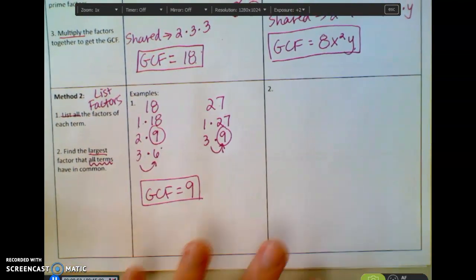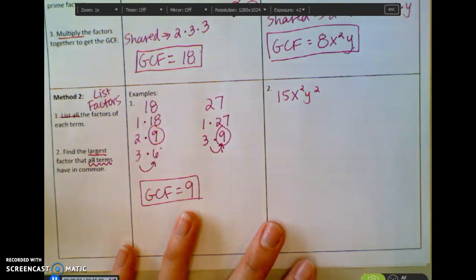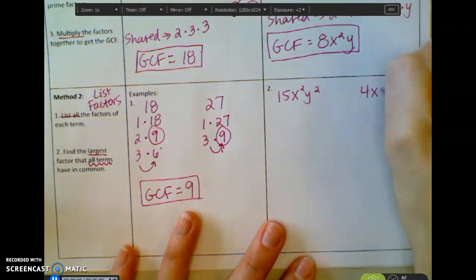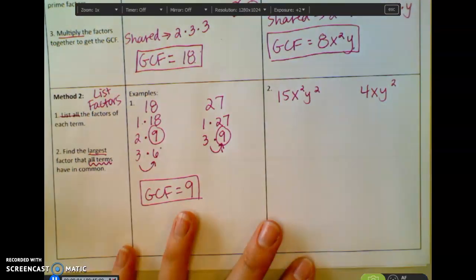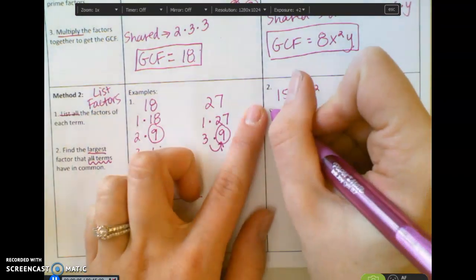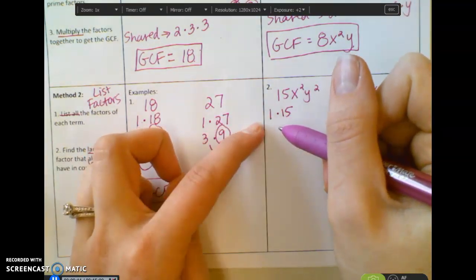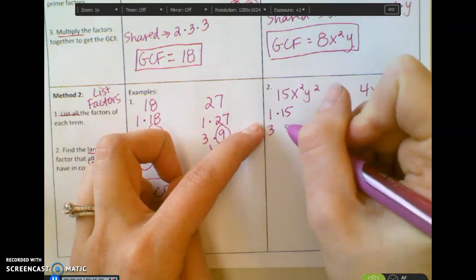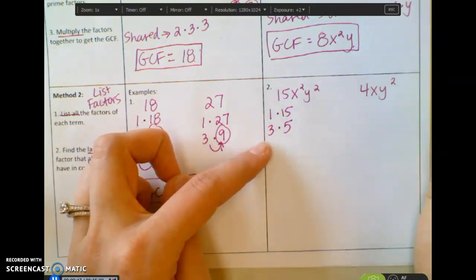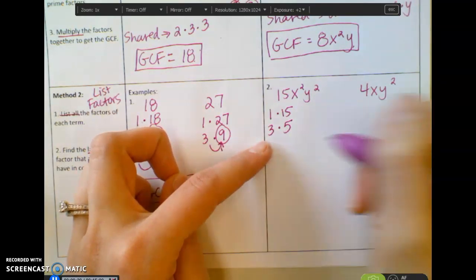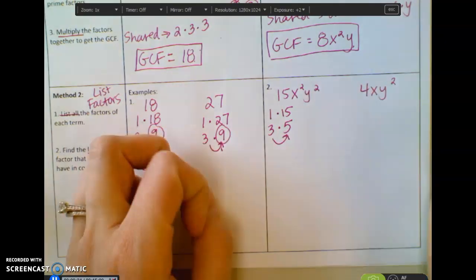Let's do one more. We have 15x squared y squared and 4x y squared. Let's start with just the factors of the numbers, and then we'll talk about the variables. 15. We always start with 1 times that number. Now we ask, does 2 go into 15? No. Does 3 go into 15? Yes. And 3 times 5 is 15. What about 4? No, 4 doesn't go into 15. 5? Well, we just looped around because we went to 5.